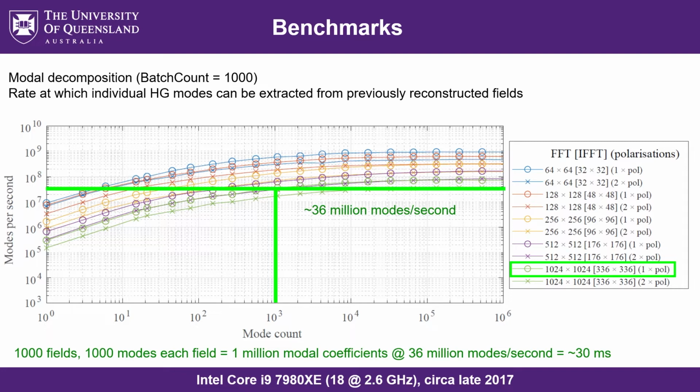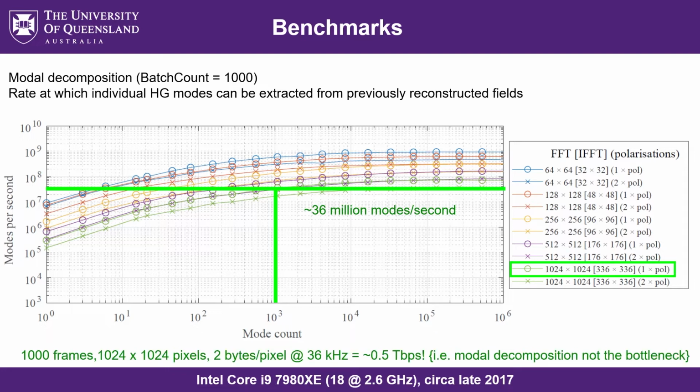So that would mean that if you had to feed in the corresponding 1024 by 1024 camera frames at the start, that would be at a rate of 36 kilohertz. So you'd have to have 1024 by 1024 camera frames coming in at a rate of 36 kilohertz before you saturate the modal decomposition routine, which is fairly obscene because your camera bandwidth would have to be like half a terabit per second to do that.